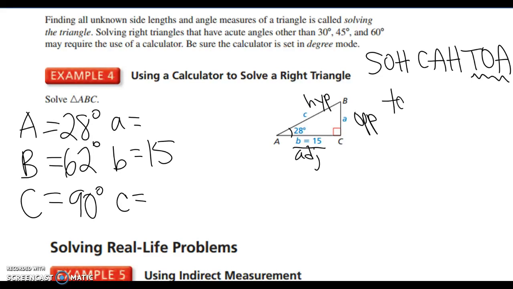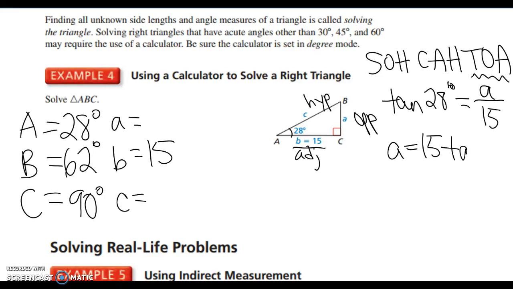So I'll say tangent of 28 degrees equals A over 15. And then to get A, I would just put 15 times the tangent of 28 degrees in my calculator. Make sure your calculator is in degree mode when you do this. And I would get about 7.98. So I can fill that in over to the left with my answers.